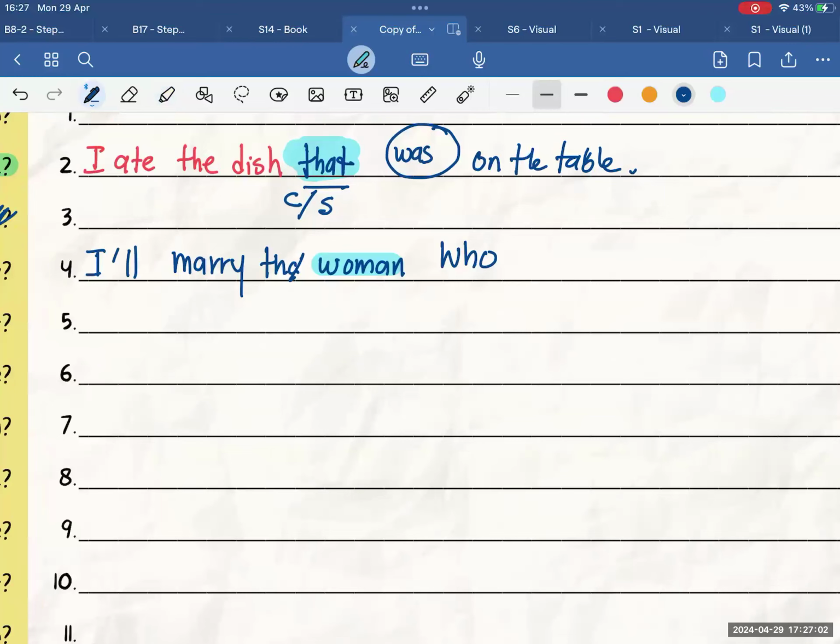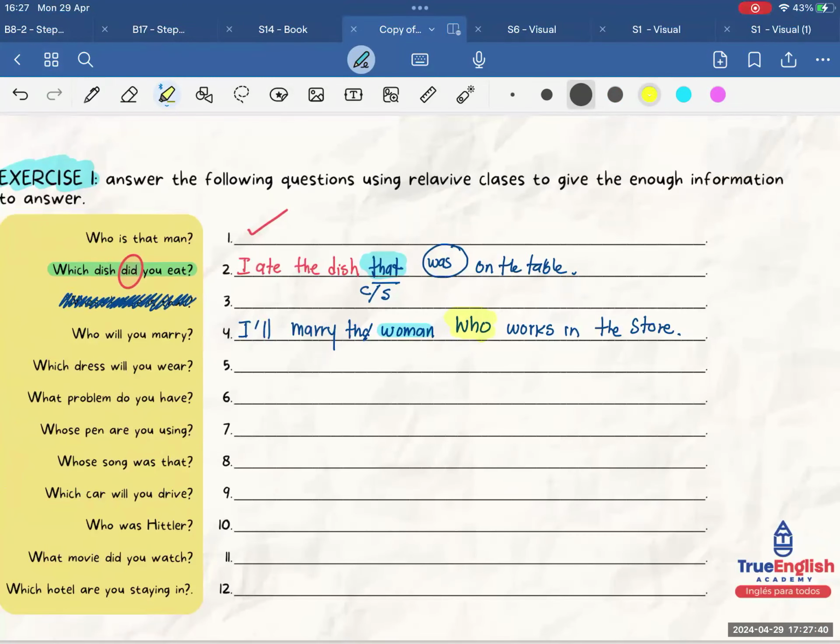Who, the employer to the shop, to the store. Okay. So maybe who works in the store. O sea, yo me casaré con la mujer que trabaja en la tienda. Something like that, right? Who? Okay.